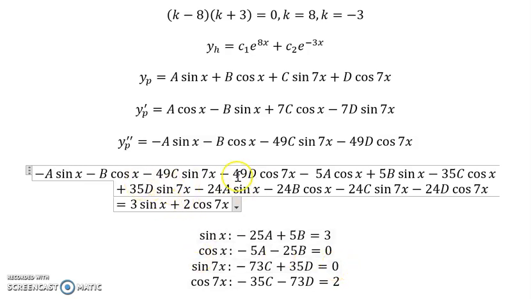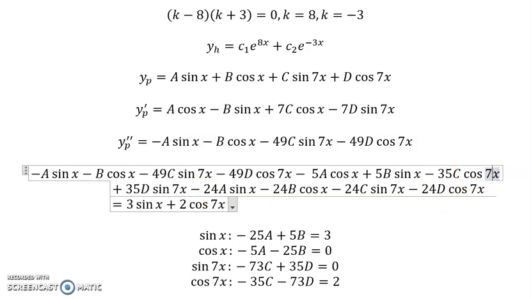And then finally, for the cosine 7x, -49 and -24 gives us -73d. And then this should be a 7, and then -35c is equal to 2 on the right side of the equation.